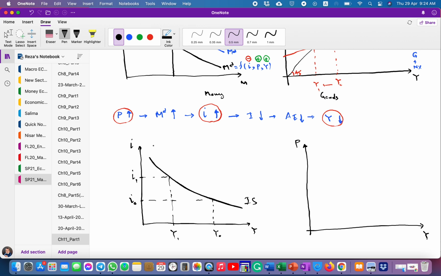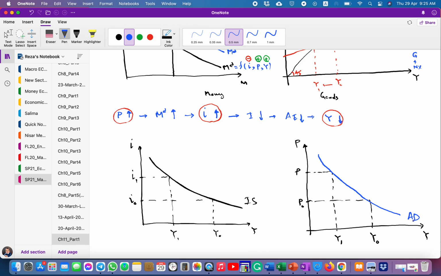If the price is changing, and this happened through a change of the price, and now if we are drawing that, we initially were in P0, and now we increase to P1. What happened? We came to Y1, and initially we were in Y0. If we interconnect them, the curve which you get is called aggregate demand.